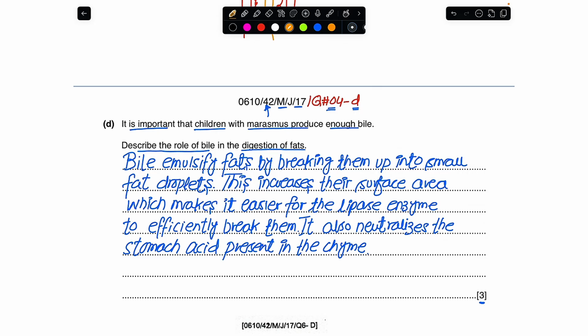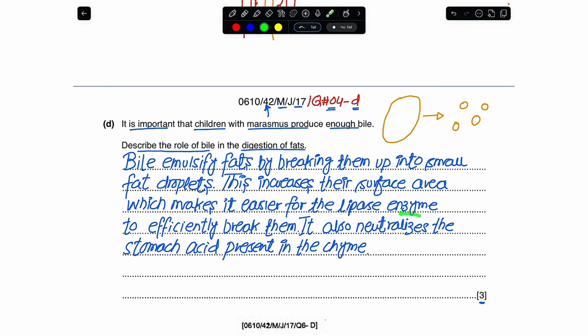Again, we know that bile breaks down large fat molecules into small fat droplets or globules, and this entire process is emulsification. When the small fat globules are made, their surface area is increased, and it becomes easier for the lipase enzymes to effectively break them down. The other idea is that the intestines require an alkaline medium, or alkaline pH, so that the enzymes available there can work optimally.